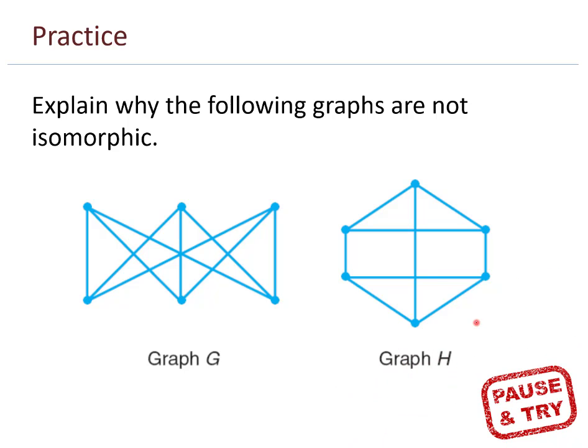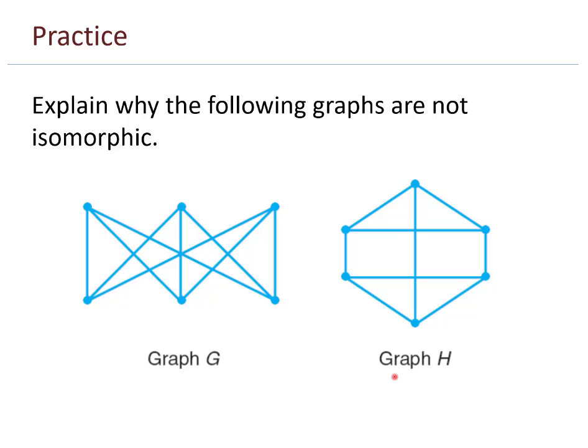Why are they not isomorphic? All right, and let's see. Well, they actually have a lot that's the same. They have 6 vertices. They both have the same degree sequence. Every vertex has degree 3.